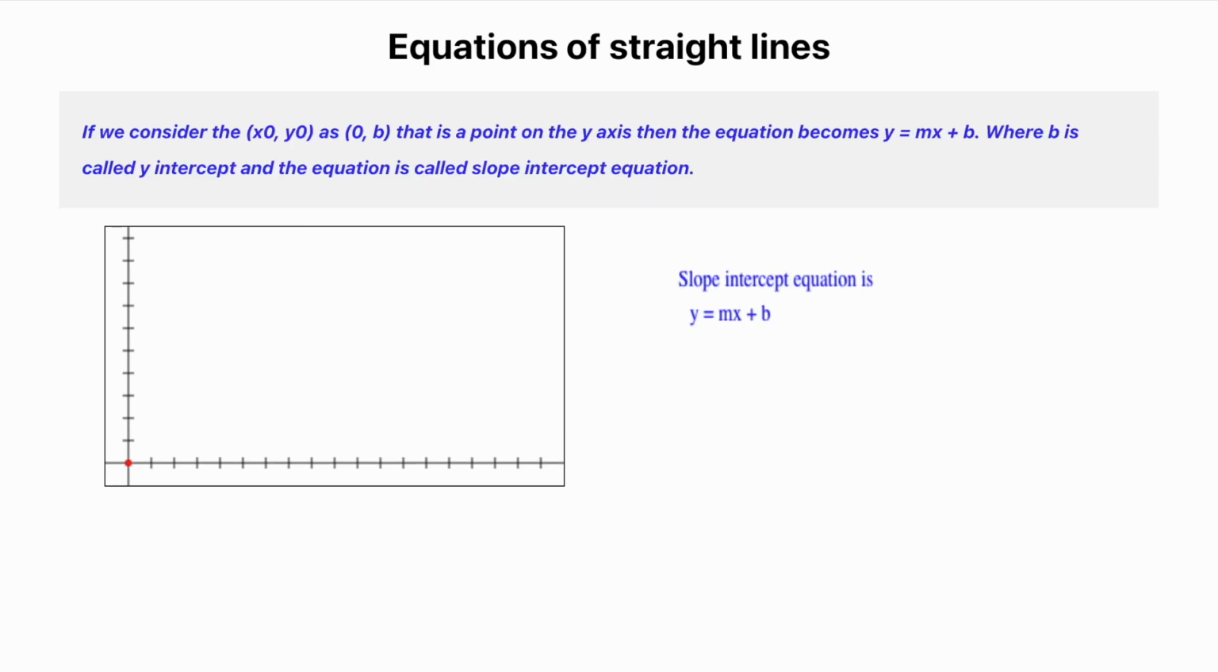If we consider the x naught, y naught as 0, b, that is a point on the y axis, then the equation becomes y is equal to mx plus b, where b is called y-intercept and the equation is called slope-intercept equation. Two lines are parallel if and only if slopes are equal, that is m1 equals m2, where m1 and m2 are the slopes of first and second line respectively. For lines to be perpendicular, the criteria is m1 into m2 is equal to minus 1. For example, a line with points 0, 2 and 8, 10 where slope is 1 and y-intercept is 2, the equation is given by y is equal to x plus 2, that is x minus y is equal to minus 2.